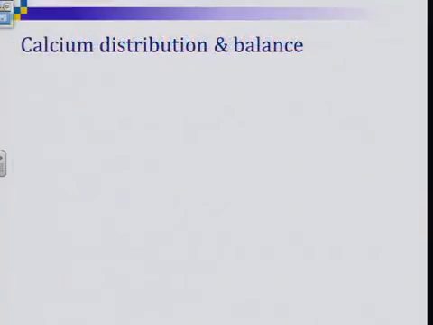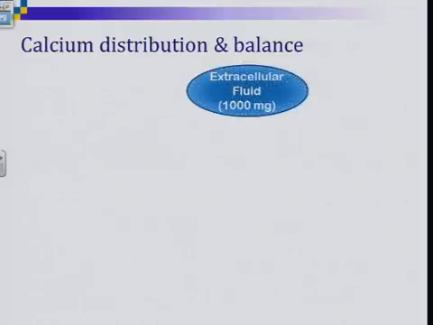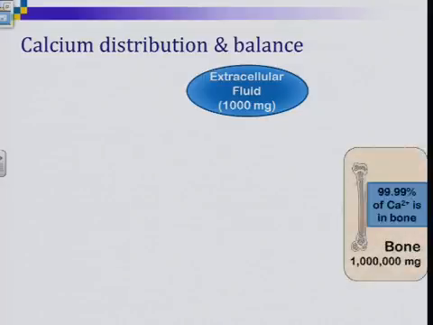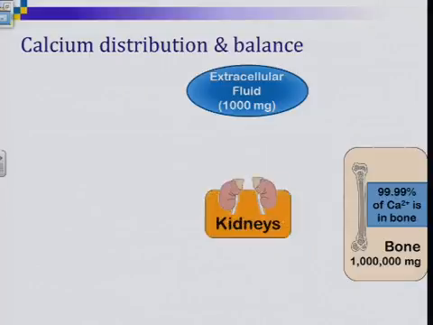So first we have to look at how calcium is distributed around the body. In the total extracellular fluid of our 150-pound average individual, there's about 1,000 milligrams of calcium. Now bone has about 1 million milligrams of calcium, or about a kilogram. All right, so 99.9% of calcium is stored in the bone.